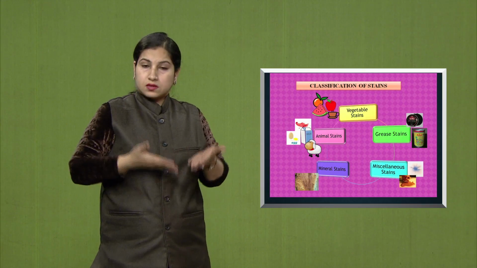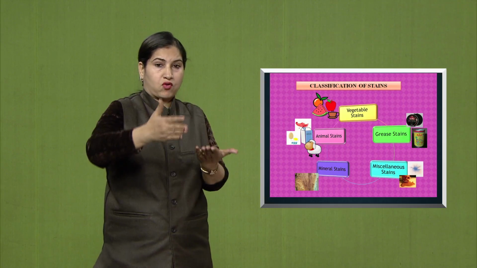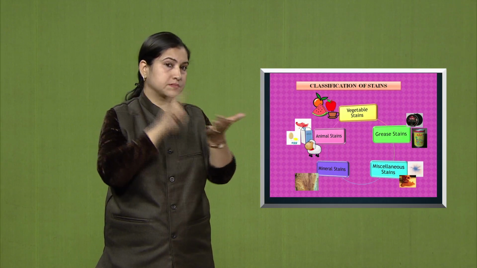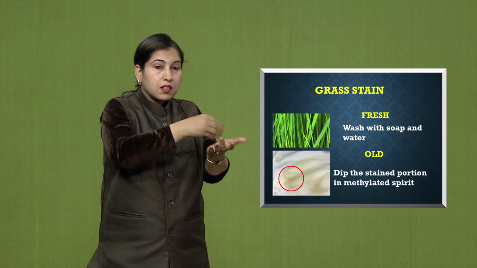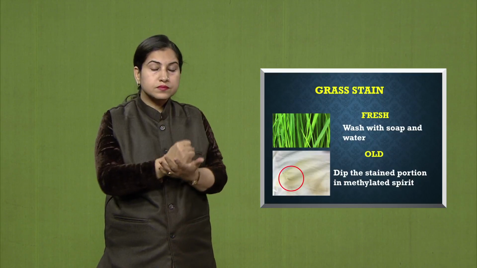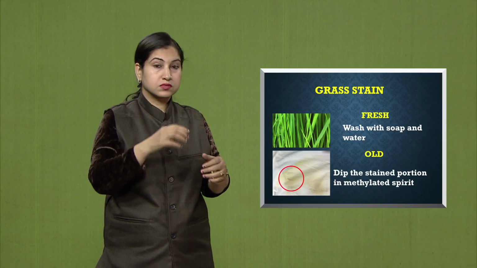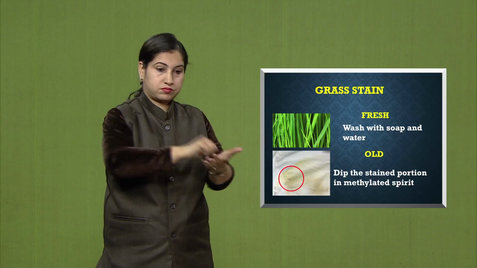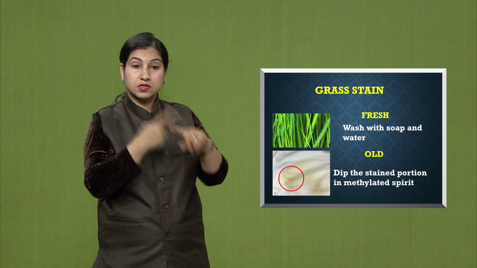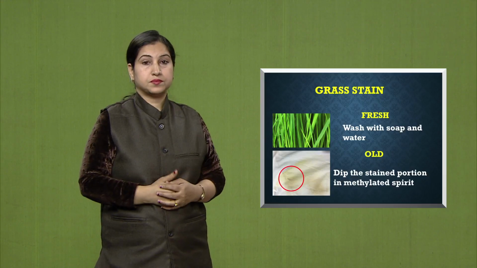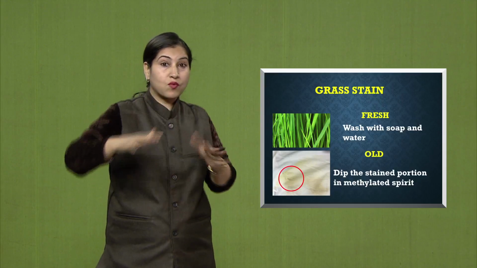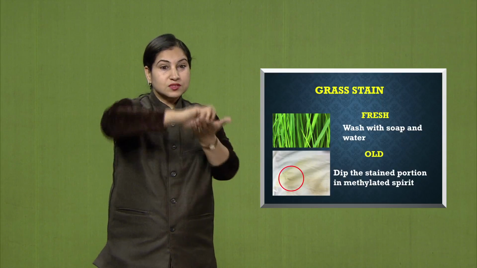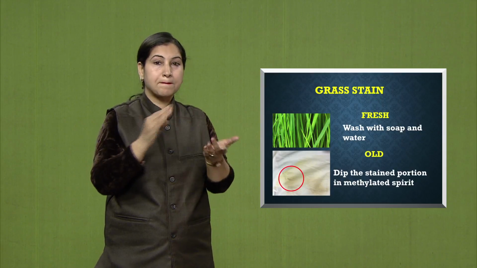Now we will discuss removal of miscellaneous stains. First, removal of grass stains. You should wash the stain with soap and water to remove fresh grass stain from white and colored cotton cloths. For removing old grass stains from white and colored cotton cloths, you need to sponge the stained portion with methylated spirit.